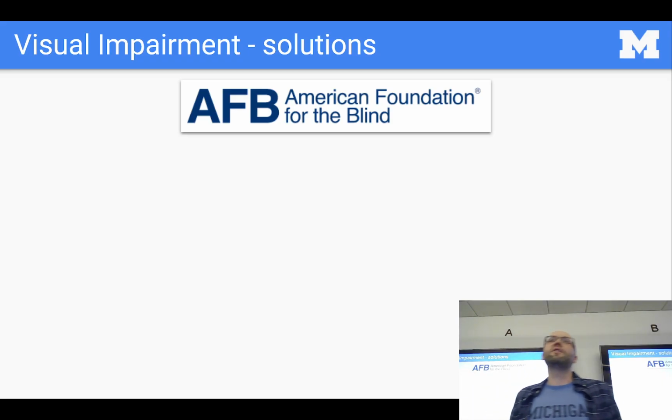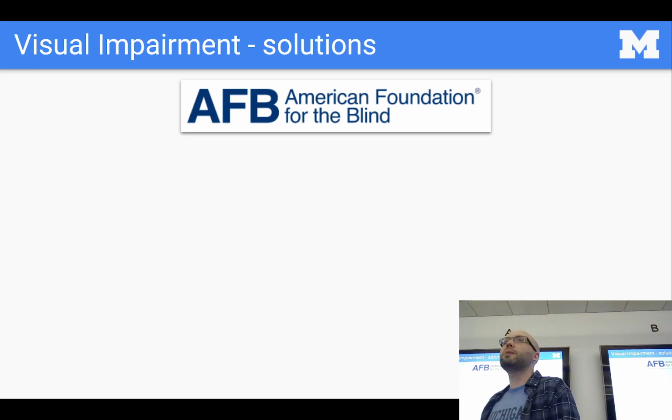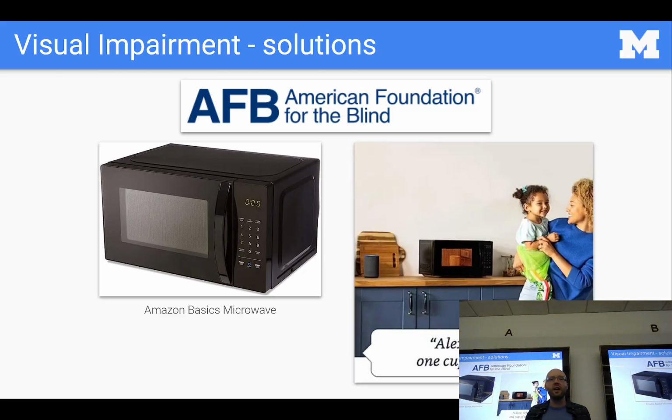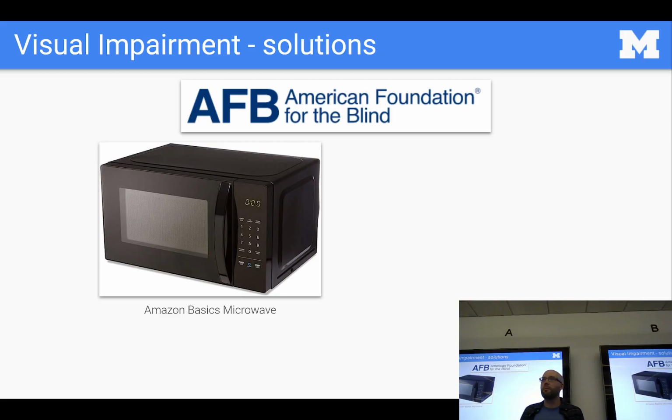Maybe we can use VR or XR. Maybe crypto and the blockchain will save you. Maybe AI will, okay? But you know what? The American Foundation for the Blind thinks one of your best solutions, your best products, is a simple $50 microwave from Amazon Basics, okay? Do you know why?